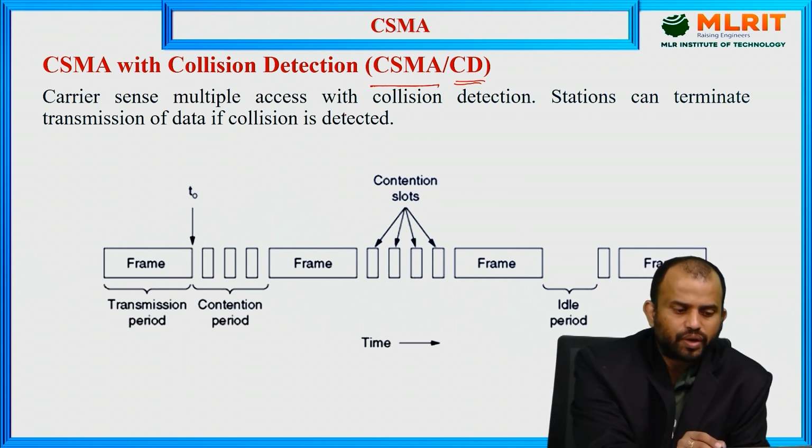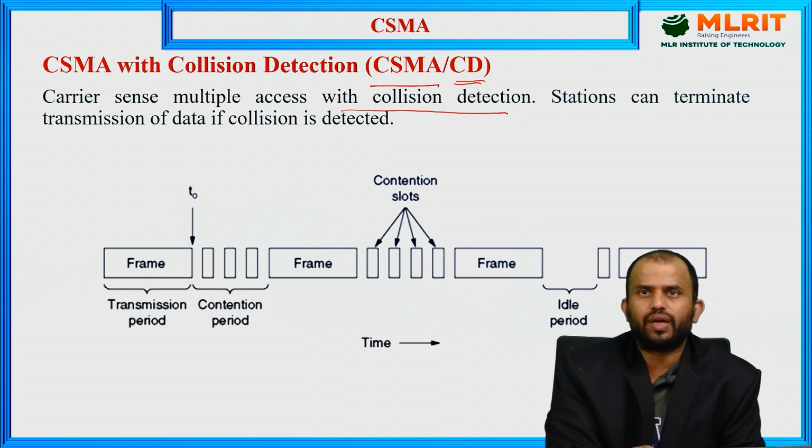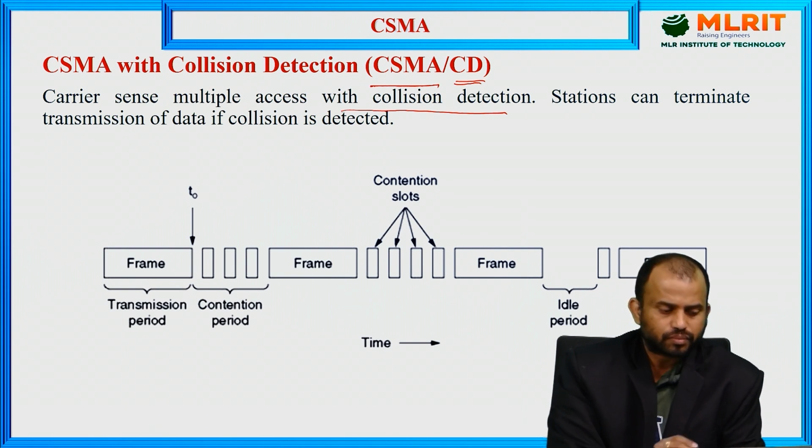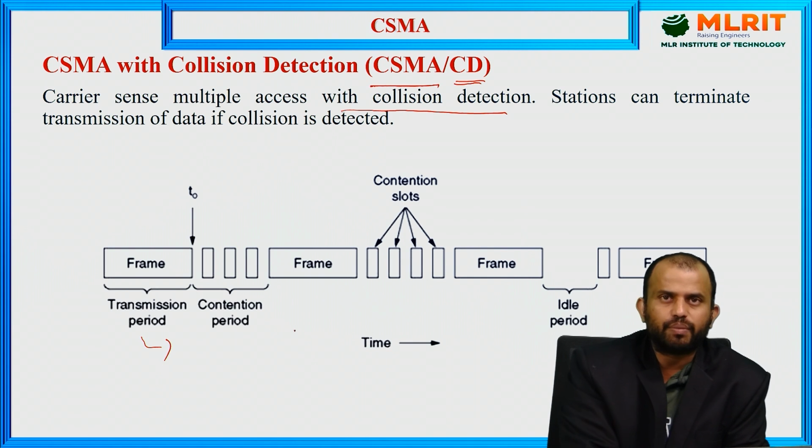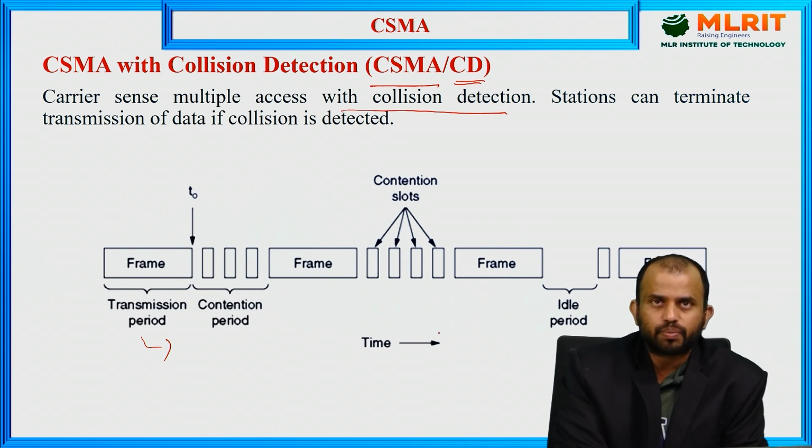Here we are able to analyze the collision value. If any collision happens, we are going to detect it. So here the station can terminate if data collides. Assume that we are going to transmit the information frame by frame. If any collision happens, the transmission should be broken, the transmission should be terminated.